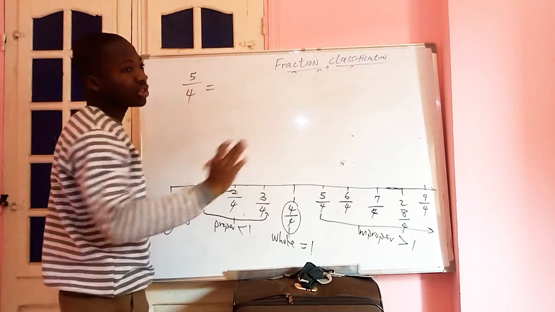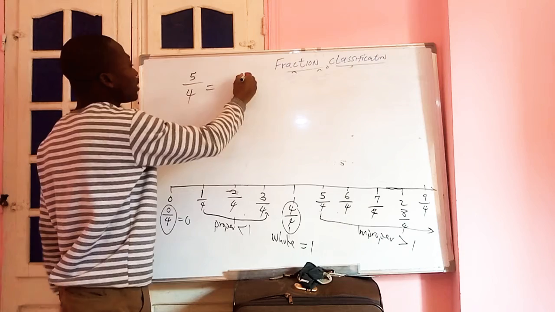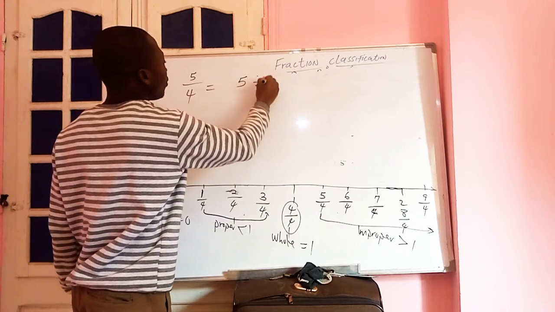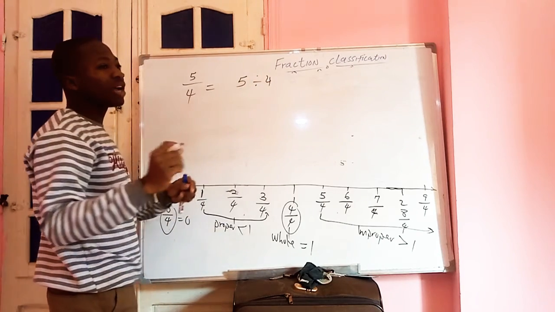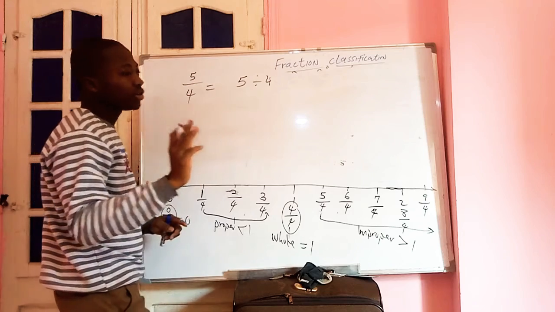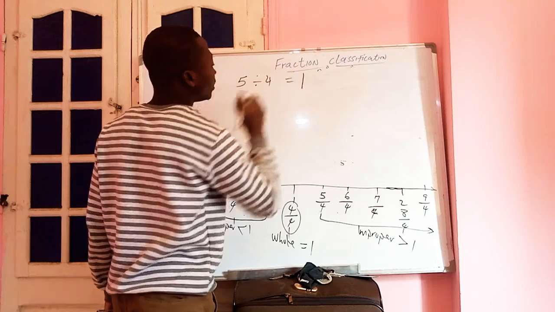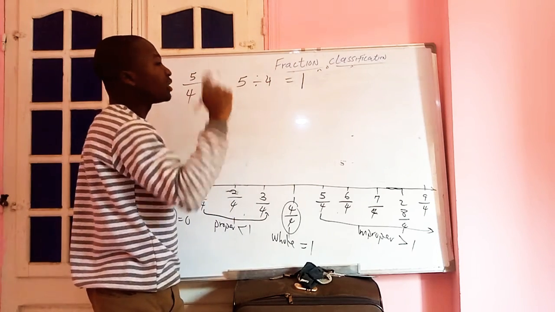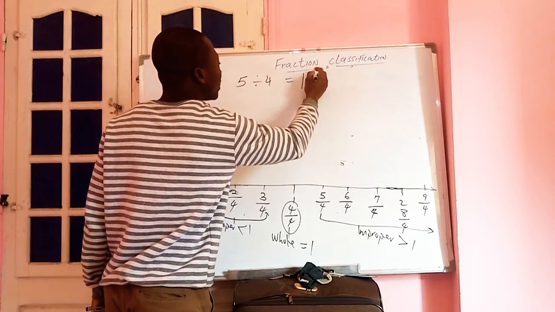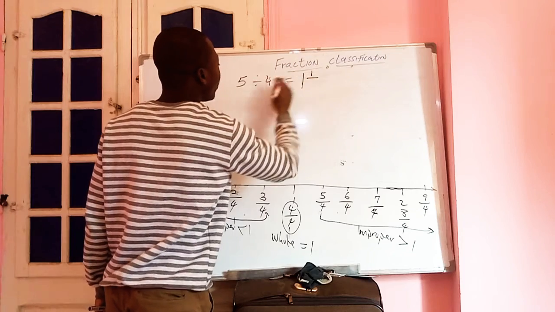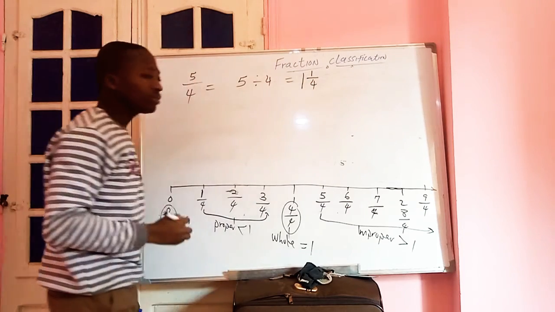How? By division. It's very simple. We say 5 divided by 4. We know 5 divided by 4 is 1 with a remainder of 1. So we have 1, that's the one whole, remainder 1. That remainder is going to be on top here, over this 4.